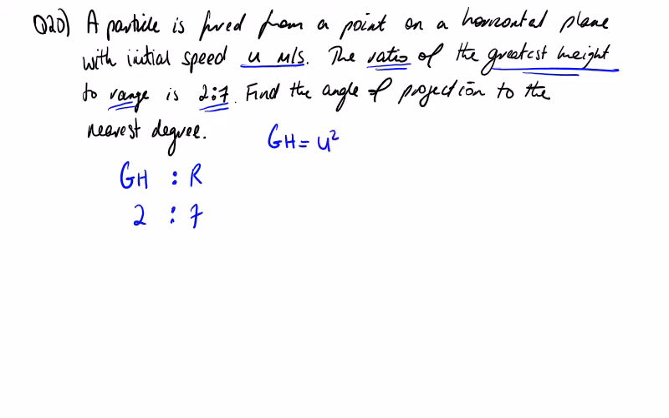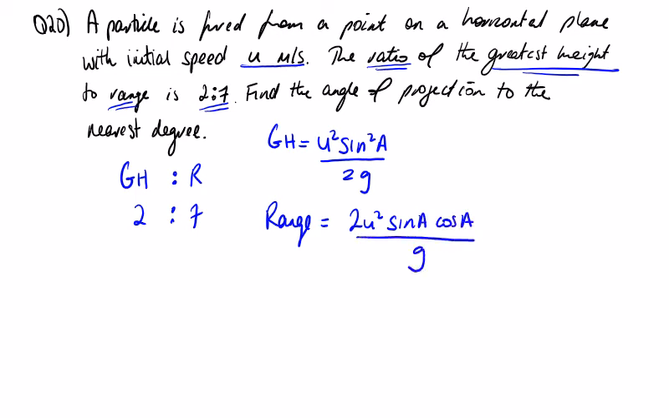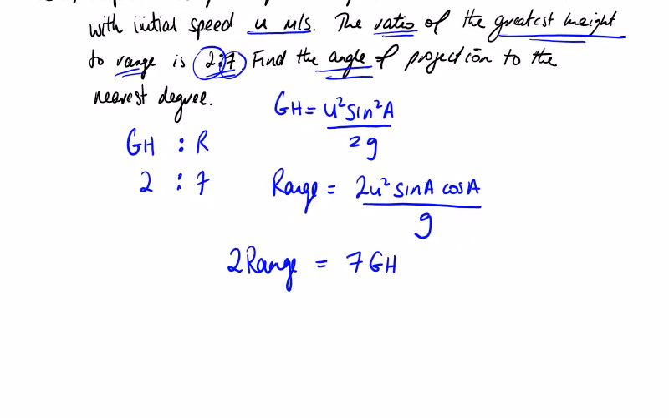is going to be equal to u squared sine squared alpha over 2g. And my range is 2u squared sine a cos a over g. So the ratio, the range is greater than the height. So I multiply the range by 2, twice the range is going to be equal to 7 times the greatest height. And we're asked to find the angle, so we need to solve down here. We'll probably end up getting a tan in this question.